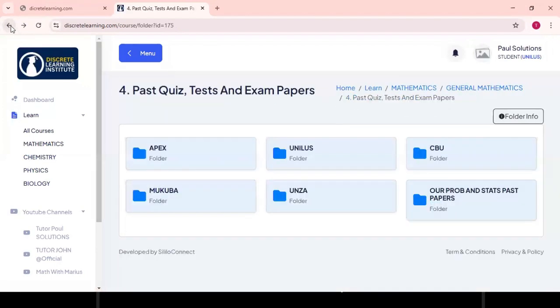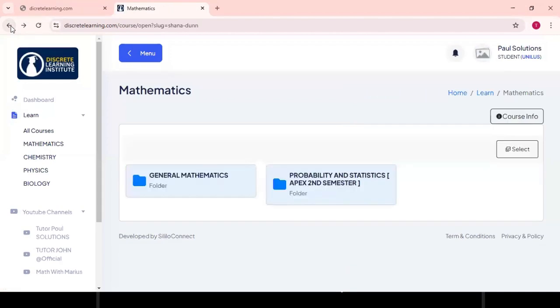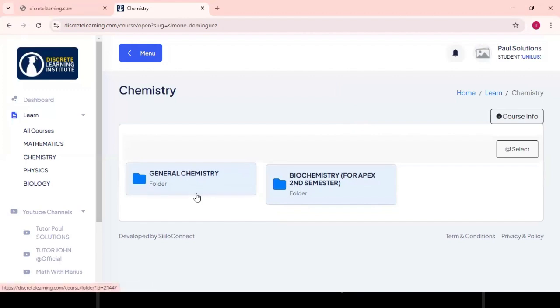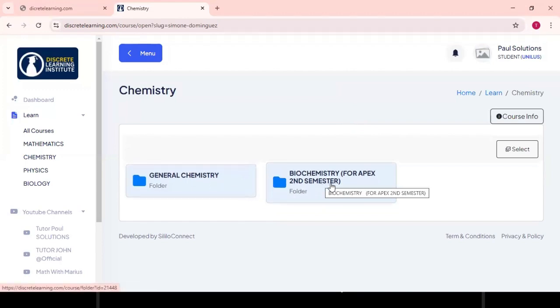All right, so that's how you can use this drive. So feel free to try out whatever you want. Search for whatever you want on this drive. You're going to find them. Even in the chemistry there, if you open, it will be a similar setup, general chemistry for the rest of you. And then if you're doing second semester Apex, you go in this folder here.